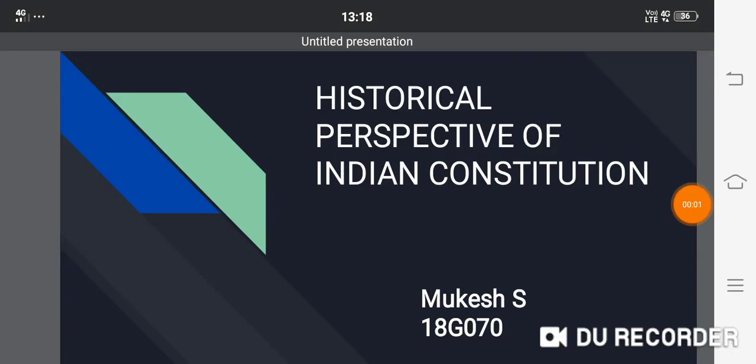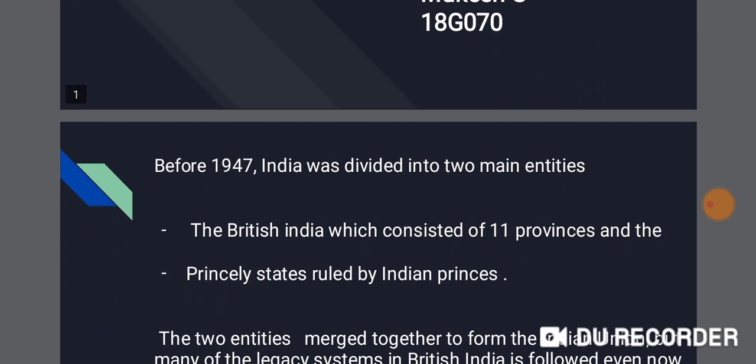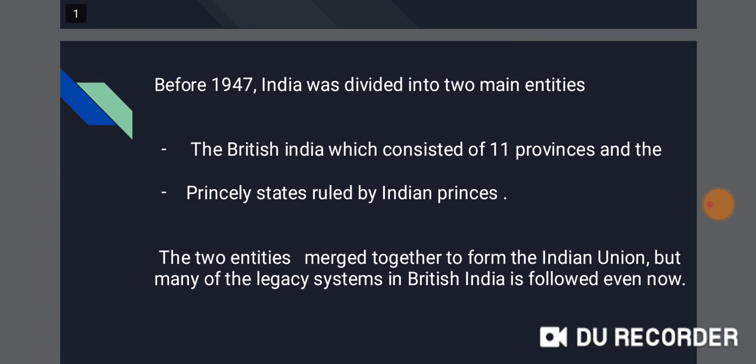Let's see the historical perspective of the Indian Constitution. Before 1947, India was divided into two main entities: the British India, which consisted of 11 provinces, and the princely states ruled by Indian princes.